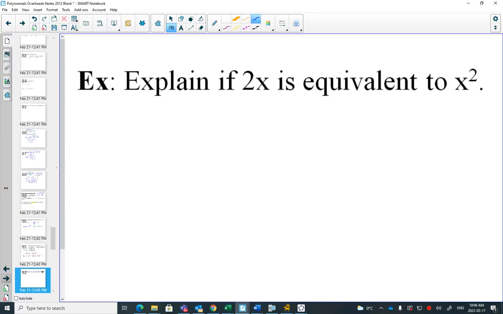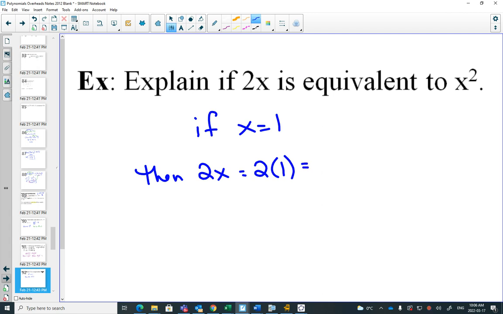If two things are the same, they will work for any number. If two things are not the same, you should be able to find a number that you could put in for x that makes it not work. Okay, if x equals 1, then 2x is equal to 2 times 1, which is 2, and x squared would equal 1 squared, which is equal to 1. They're not the same.